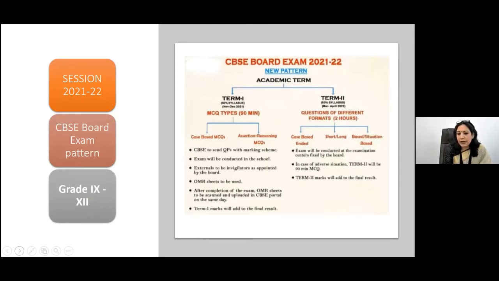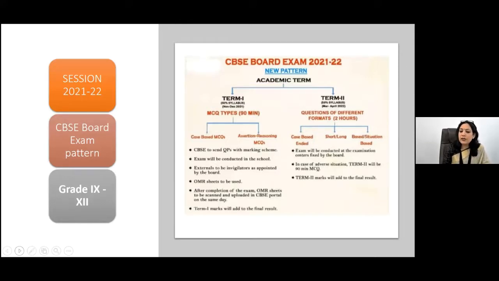Another highlight of the term 1 pattern is that external examiners or invigilators will be appointed to conduct the exam, and children will be writing the exam through an OMR sheet. That also we have already planned: in the term 1 pre-board examination, we are going to give that practice to the children so that they are well familiar before appearing for the board exams, and the pre-board term 1 is already scheduled in the month of October.